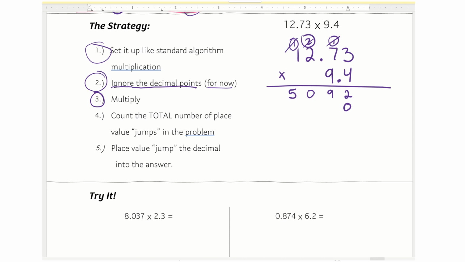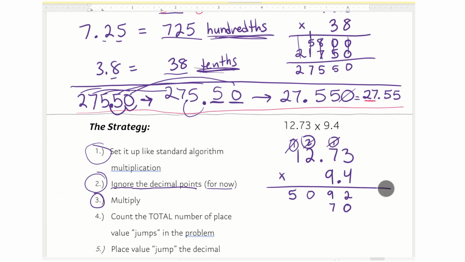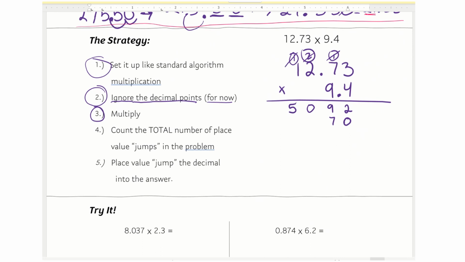I'll put my 0 the hero since it's a place value higher than the 4. 9 times 3 is 27. Oops, sorry about that. There we go. 7, that was 9 times 3, is 27, so there's my 7. Carry the 2. 9 times 7 is 63, plus 2 more is 65. 5, carry the 6. 9 times 2 is 18, plus 6 more is 24. Carry the 2. And 9 times 1 is 9, plus 2 more is 11.